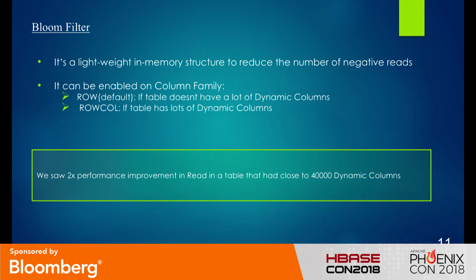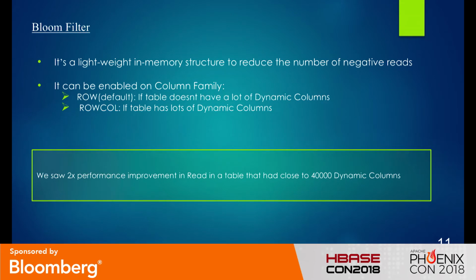Another setting that we leverage is the Bloom filter. Bloom filters are a lightweight in-memory data structure that is used to reduce negative reads. So let's say we are doing a lookup or a scan, and HBase sees that this data point can be present in 10 blocks. If we have Bloom filters enabled, sometimes the Bloom filter can specify that out of those 10 blocks, these 4 blocks definitely don't have the data that we are looking for, and it might be in the other 6 blocks. So HBase will only read those 6 blocks instead of reading all 10 blocks. So it leads to a lot of performance optimization.